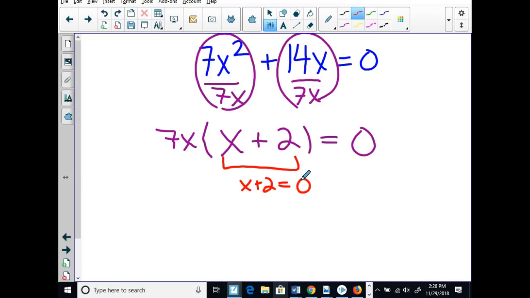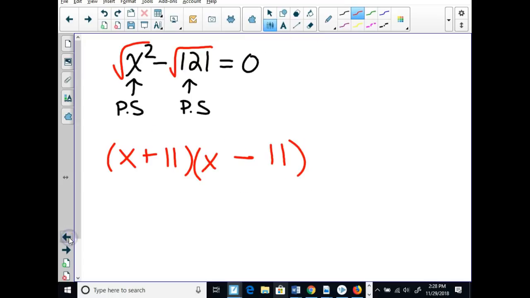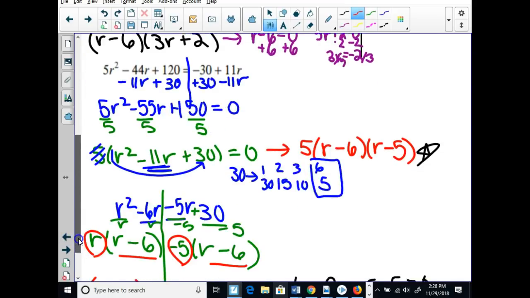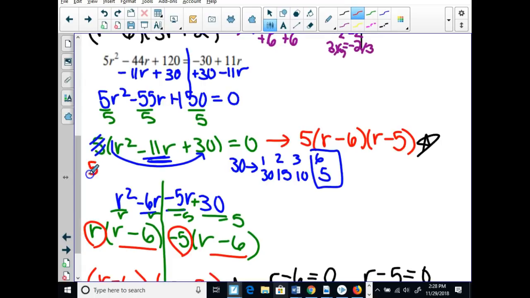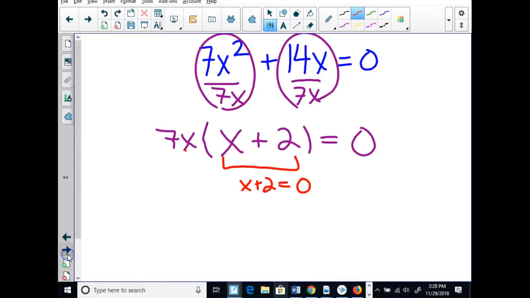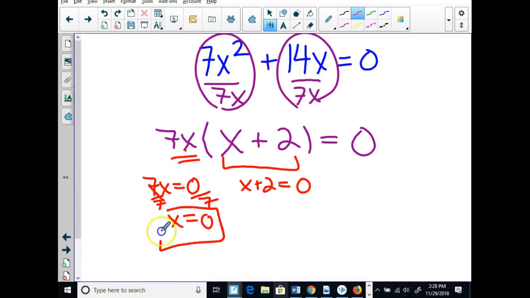Now, don't disregard this GCF. I could disregard my GCF down here because setting 5 equal to 0 doesn't make sense. I can't solve for anything. But I can solve this one. If I set 7x equal to 0, and I solve for x by dividing by 7 and dividing by 7, I get x is equal to 0. So the answer is x is equal to 0, and x is equal to negative 2.